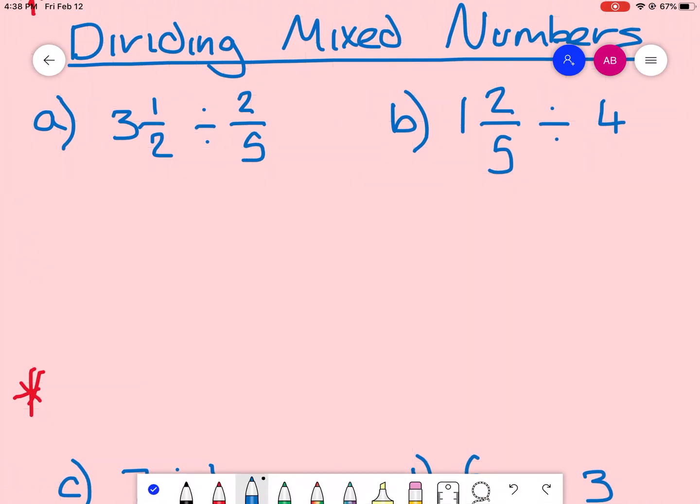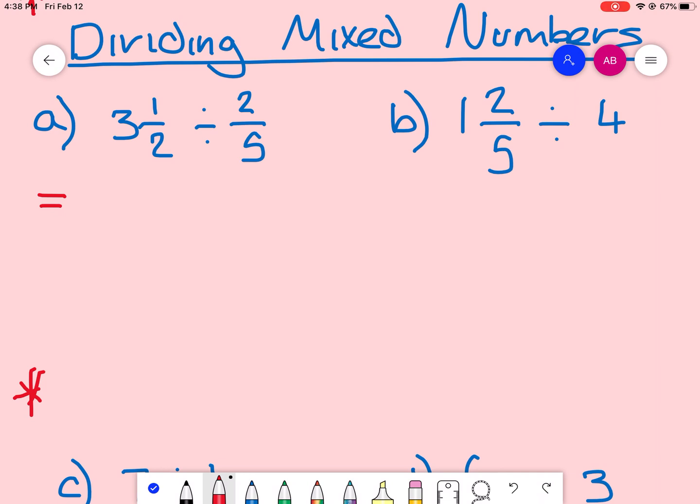So the next lot of questions here are dividing mixed numbers. So we're looking at fractions, still dividing with fractions, but also with mixed numbers as well. What we're trying to do here is, first of all, as we did with the starter, change the mixed numbers into a top-heavy fraction. You can't start dividing, or in this case multiplying as well, unless you have top-heavy fractions instead of mixed numbers.